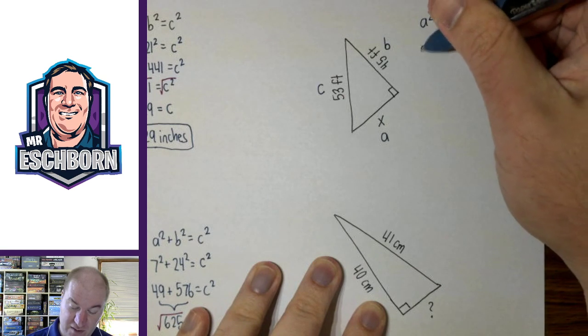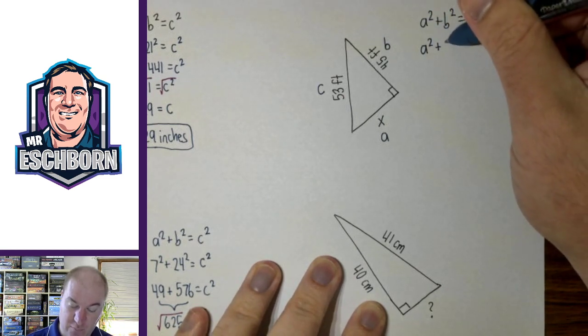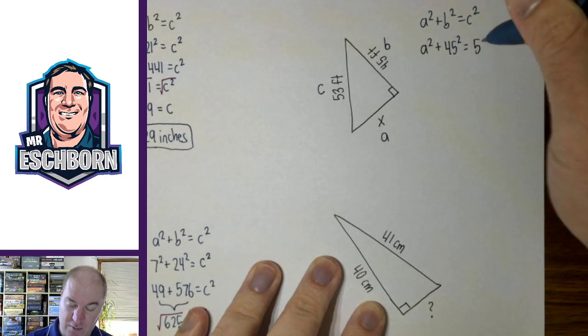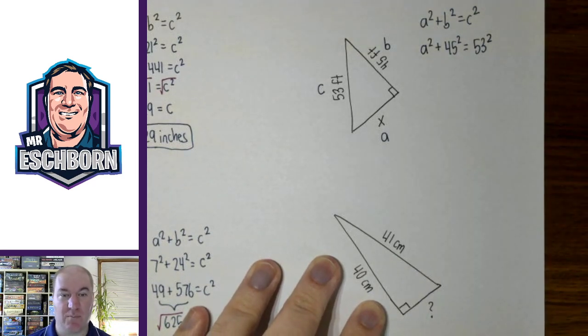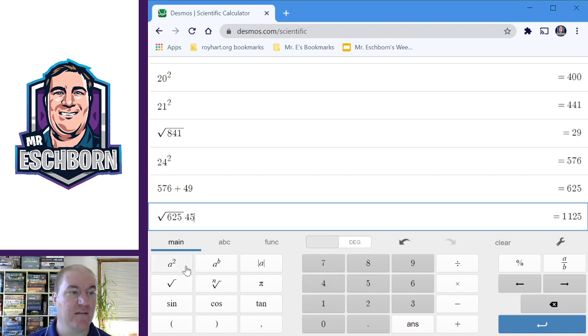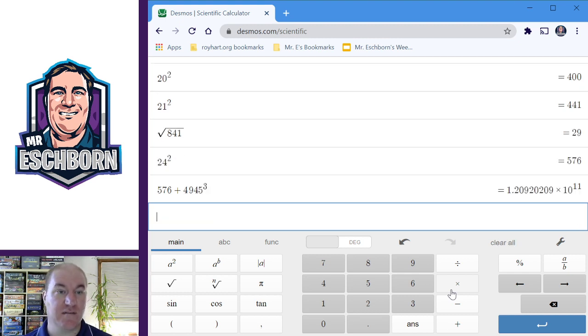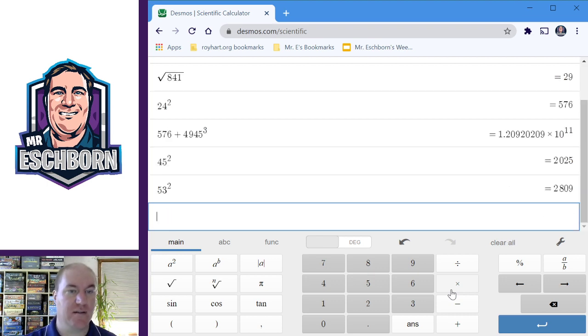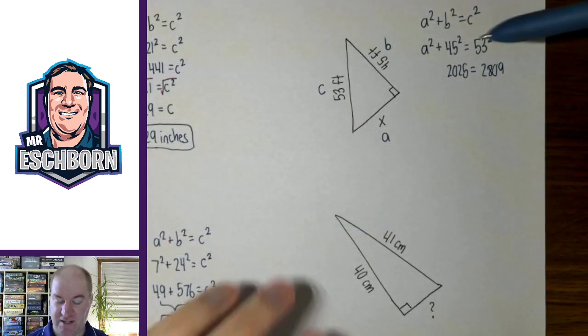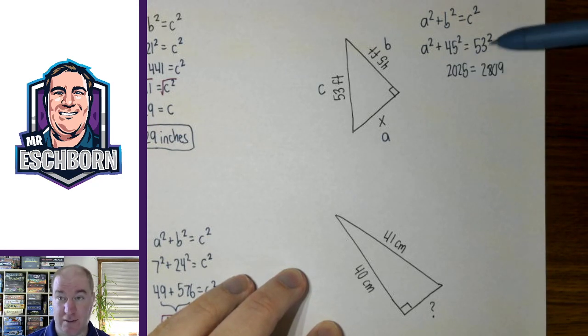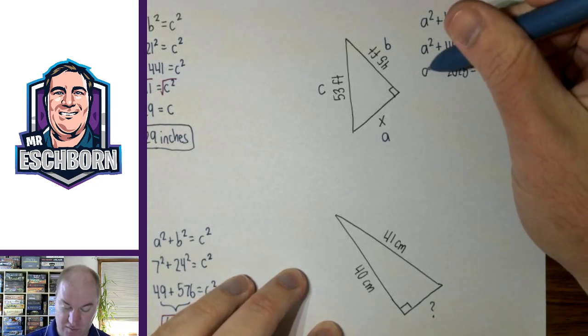So when I go to plug in numbers here, I'm going to plug in 45 for b and 53 for c. This is where I'm going to grab my calculator. 45 squared is 2,025. And 53 squared is 2,809. So all I'm doing here is taking the problem, putting it in the calculator, and writing the answer right underneath. I still don't know a squared, so I'm just going to bring that down.